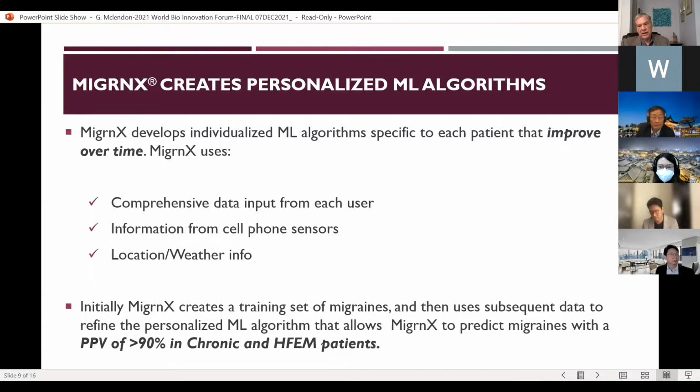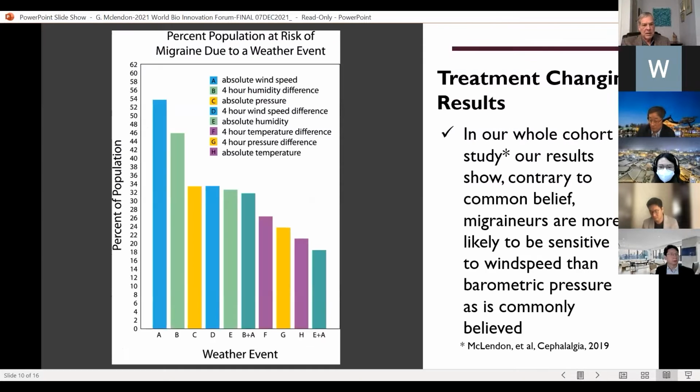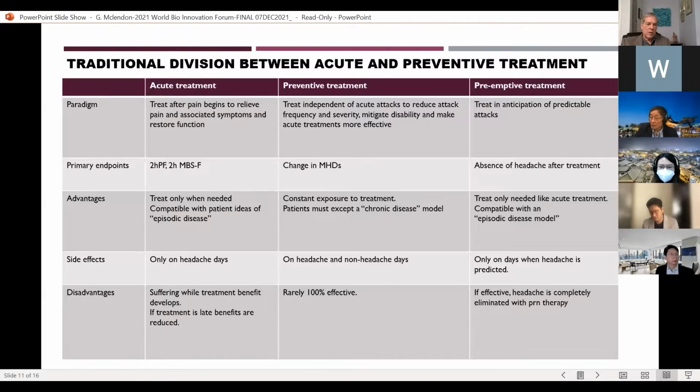If you only have one headache a month, you're probably not terribly worried about predicting it. You just take some Advil and on you go. So that allows us to start thinking about, as care providers, a third way of treating headaches.